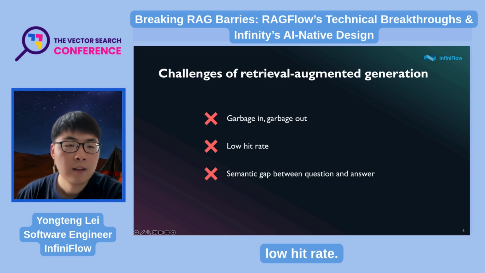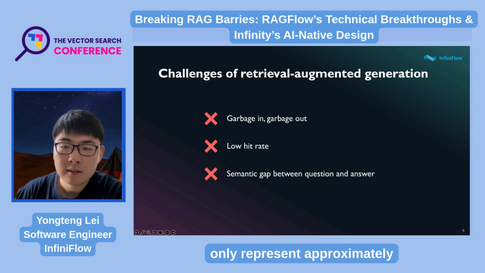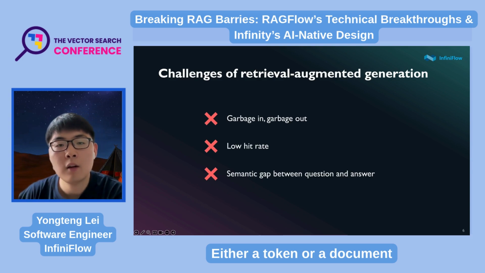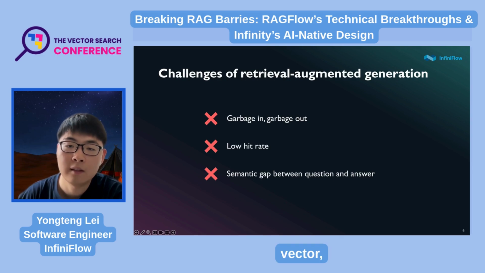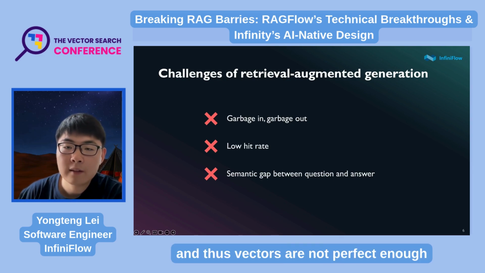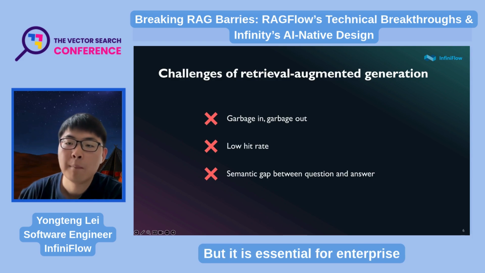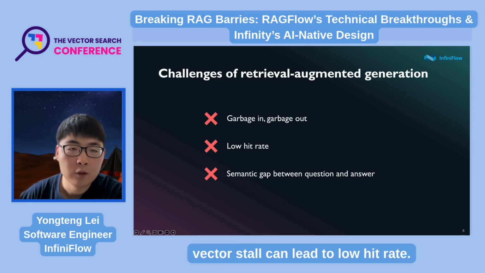Second challenge is low hit rate. A classic pure vector array can only represent approximate semantics. Either a token or a document can be converted to a single embedding, let's say vector, and thus vectors are not perfect enough for precise retrieval. But it is essential for enterprise RAG. Therefore, a poor vector store can lead to low hit rate.